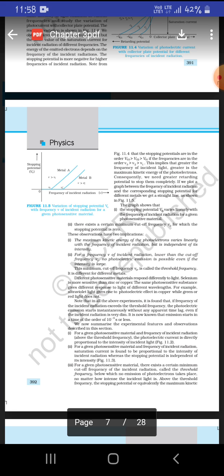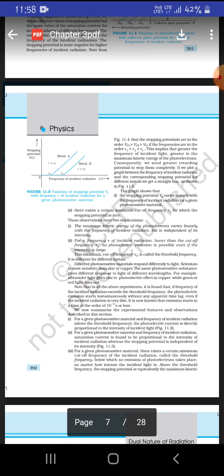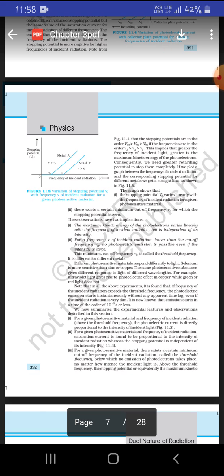The observation has two implications. The maximum kinetic energy of photoelectrons varies linearly with the frequency of incident radiation, but is independent of its intensity. And for a frequency v of incident radiation lower than a cutoff frequency v0, no photoelectric emission is possible even if its intensity is large.